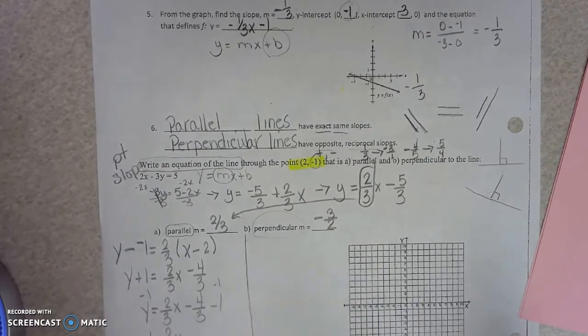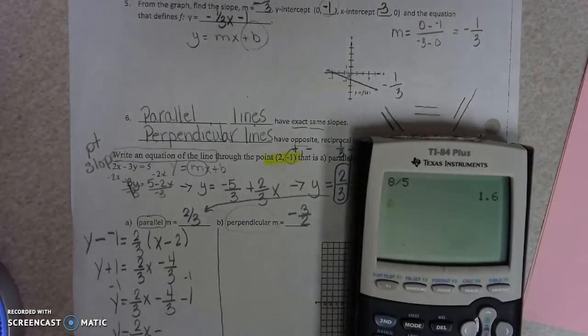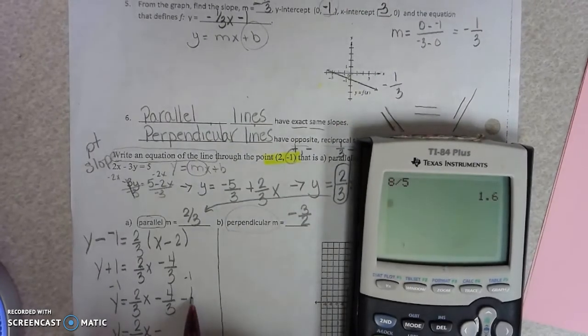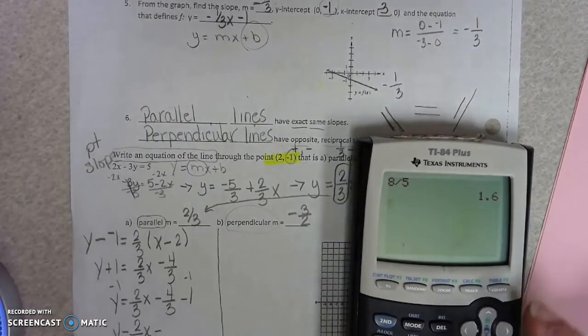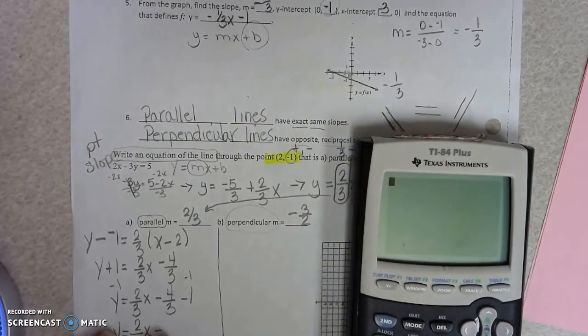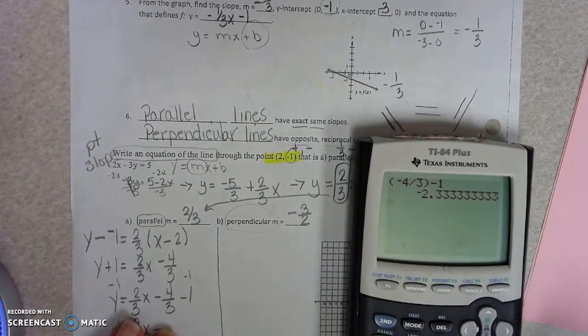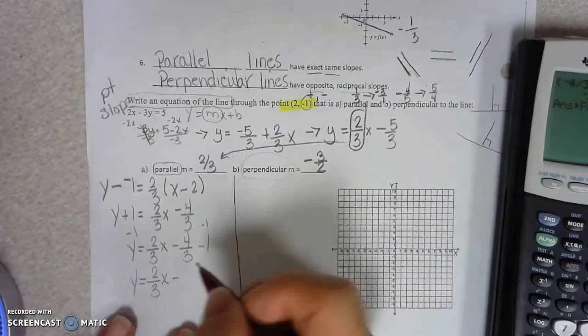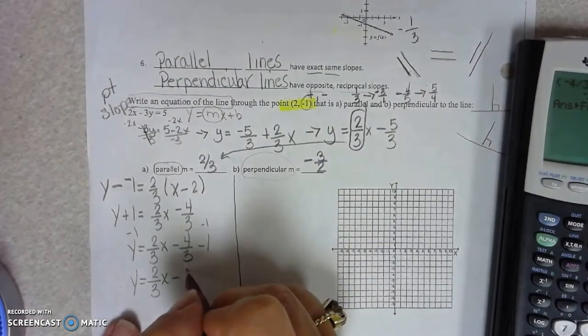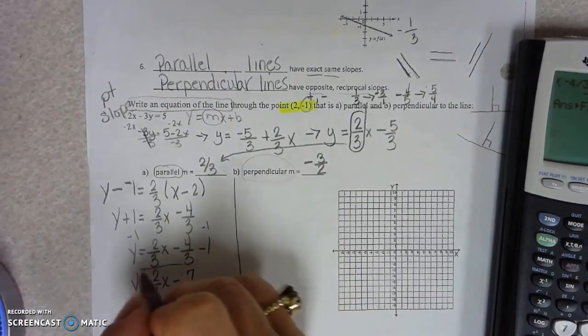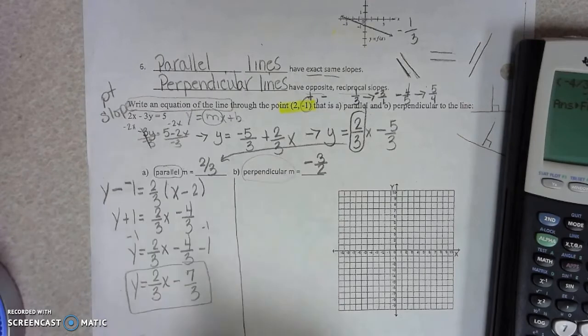Let's grab that handy dandy calculator again. You can do it by changing 1 to 3/3, which is how I usually do it. Negative 4 divided by 3. Negative 4/3 minus 1 is going to be a negative 2.3, and I can change that to fraction form, and I've got negative 7/3. So 2/3 x and a negative 7/3. So there's my equation of the parallel line.